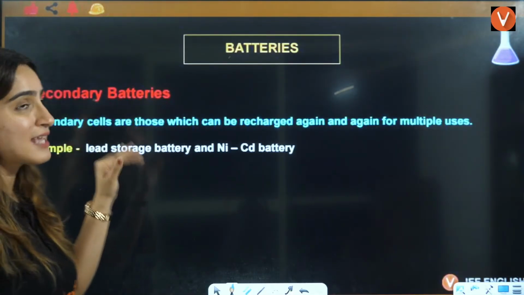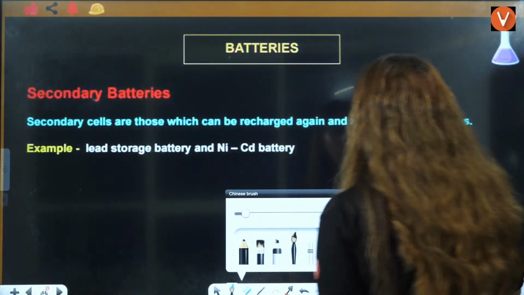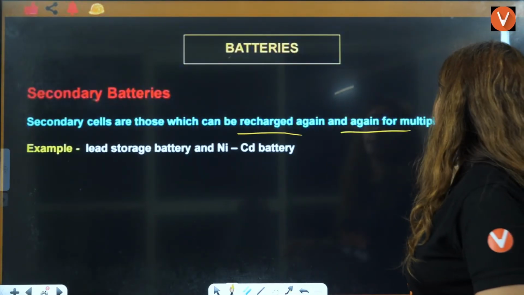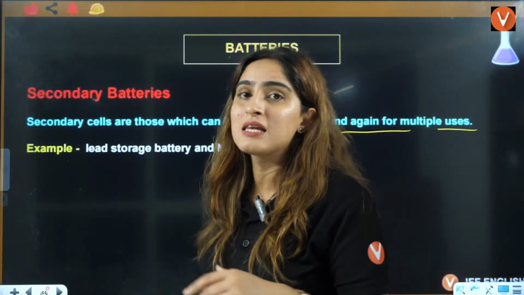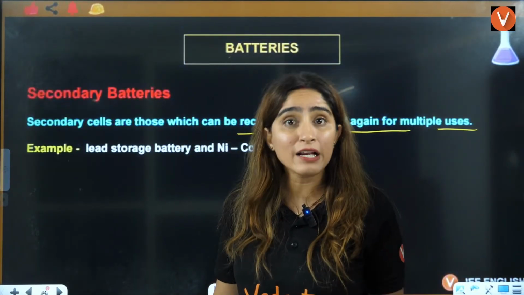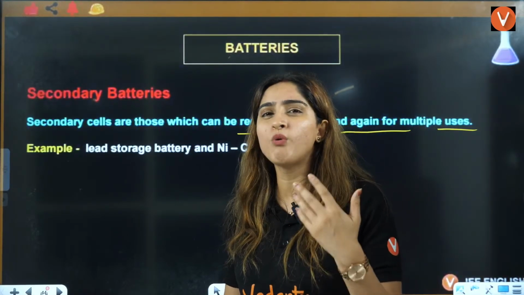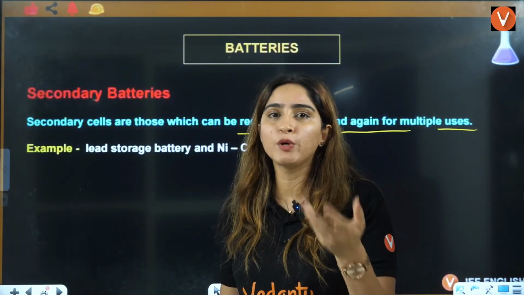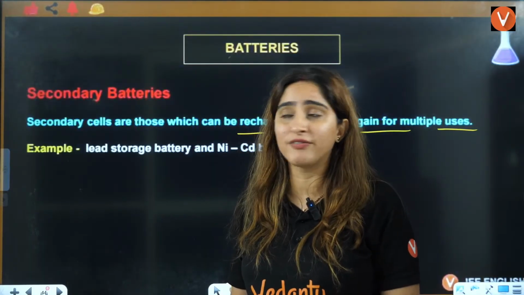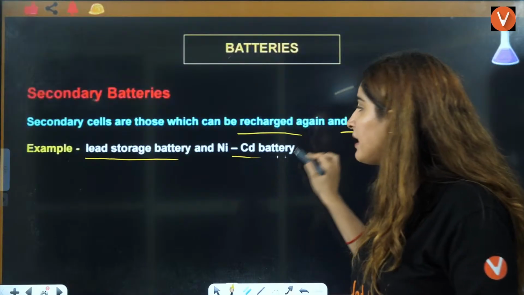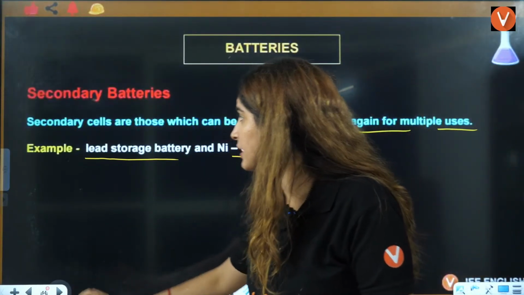Then there are secondary batteries, which can be recharged again and again for multiple uses, like our mobile phone batteries that we use on a daily basis, right? That is the most commonly used battery in your life, right? Then examples are lead storage battery and nickel cadmium battery. Let's talk about these two.